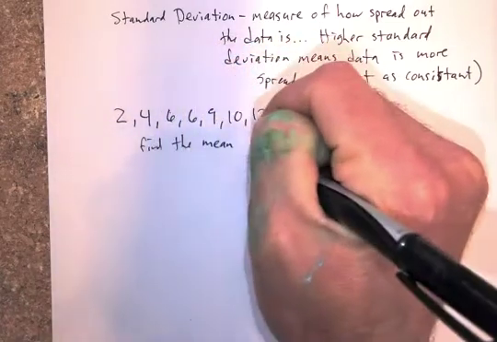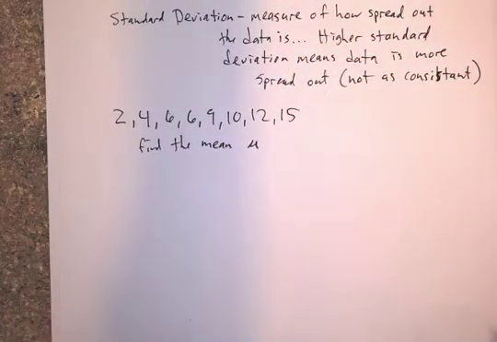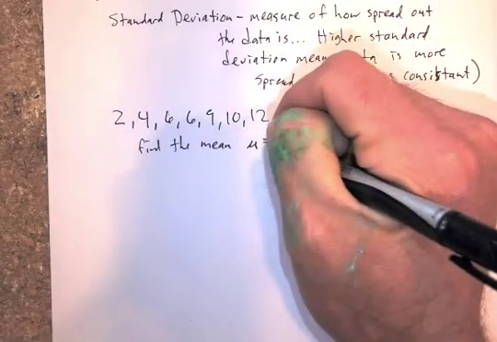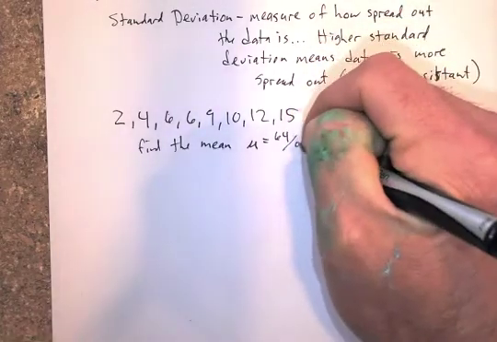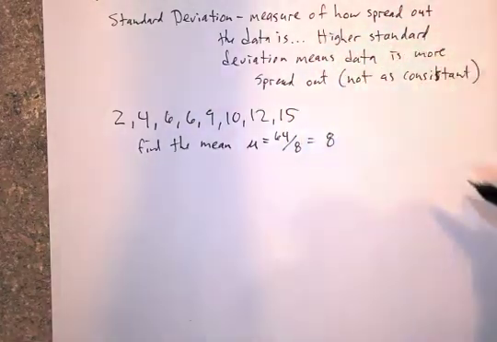Okay, here's a symbol for mean. It's going to be a mu. It's like a U. Okay, I already kind of worked this out. Add them all up. 64. Divide by 8, so the mean comes out nice to just 8.